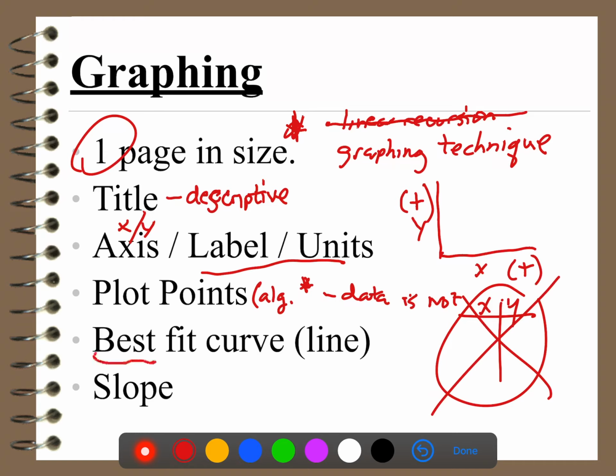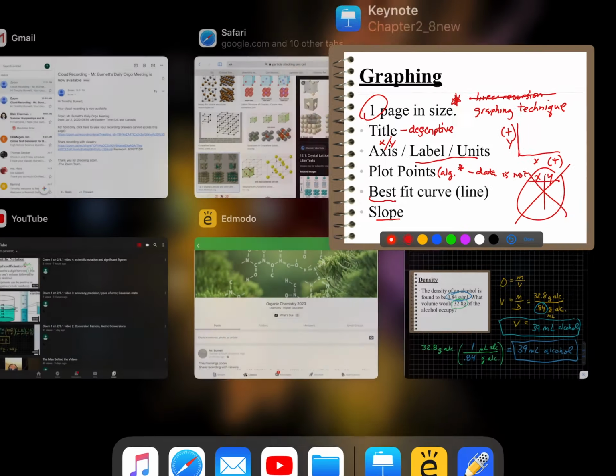And then finally, we'll talk about how to draw a best fit curve. That's the whole purpose of our graph. And we'll talk about what the slope represents. So let's do a graph involving density.